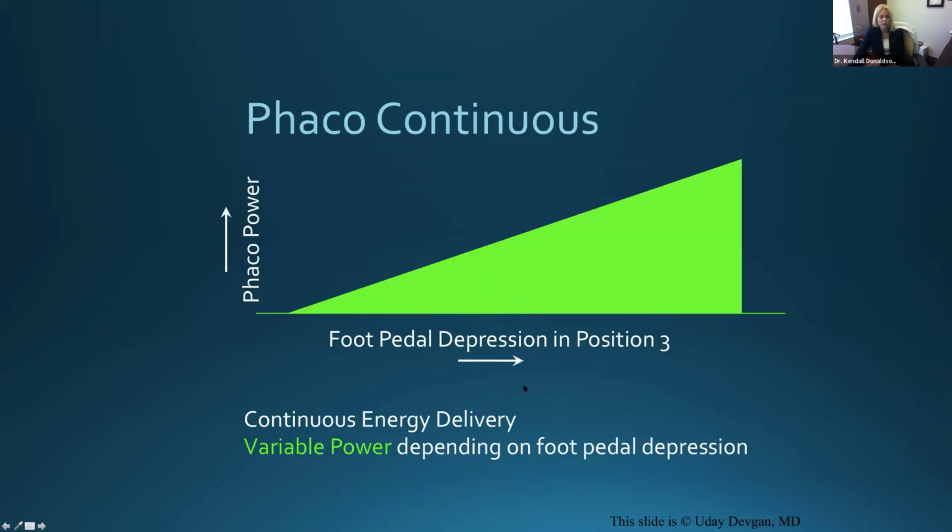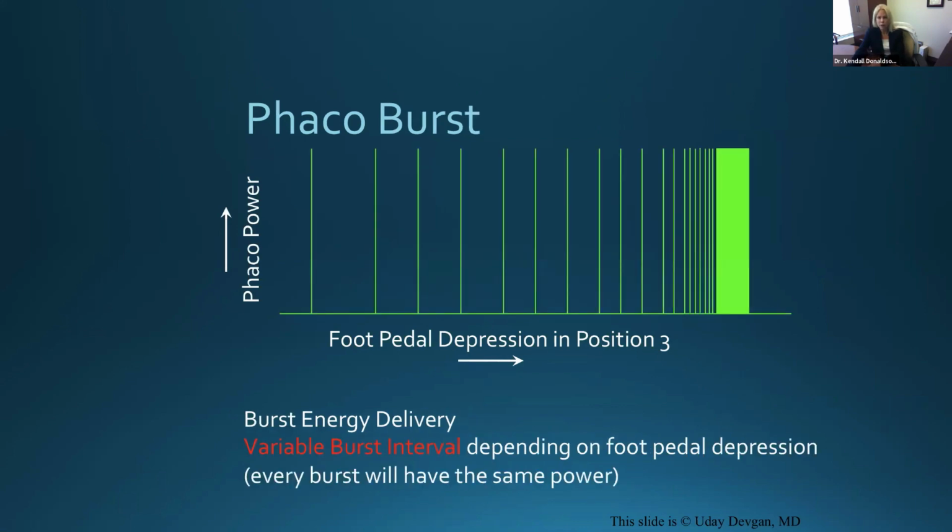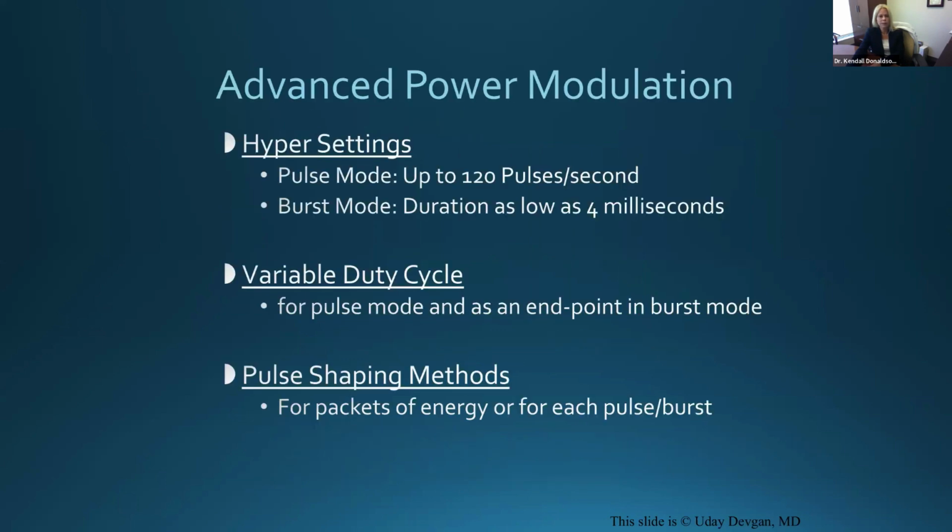Okay, so here's phaco continuous. Again, constant energy delivery. Here's pulse, again, going up, ramping up, but little breaks between. And then burst, all the same amount of energy each time, but having intervals in between. So all of these can be set and really customized, and I would encourage you to have your representative from whatever company it is come out and help you make your settings and optimize your settings for you, okay?